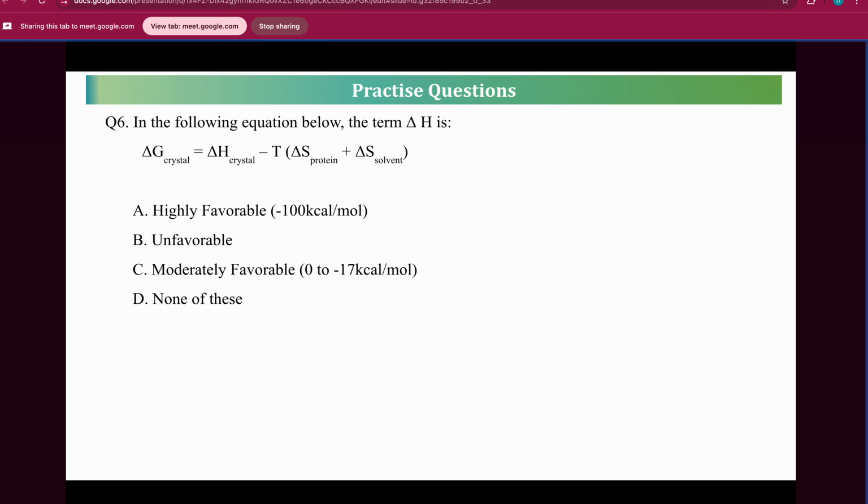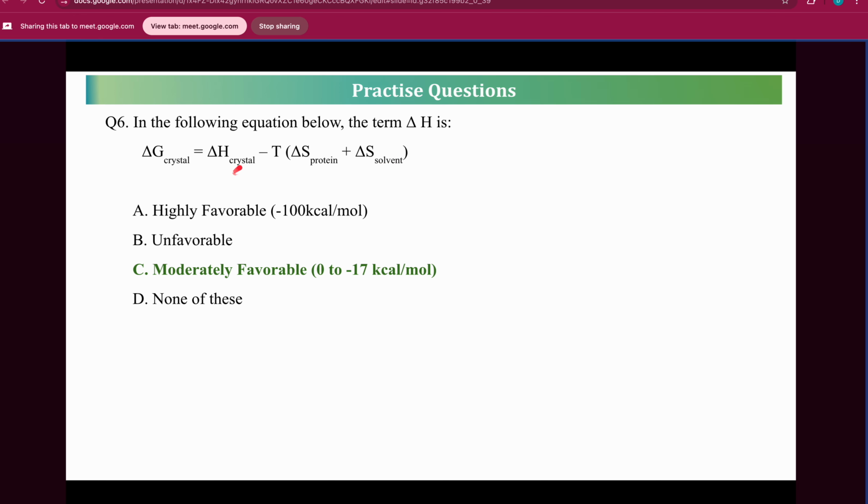Okay, so now let's see. What will be the right answer? I hope you have guessed the right thing. The right answer is option C, which is moderately favorable. When we were discussing it, we also talked about the value. It ranges from 0 to minus 17 kilocalories per mole, and it is not minus 100. We discussed that the delta H crystal is moderately favorable, whereas T delta S of protein was highly positive, which is unfavorable, whereas T delta S of solvent was highly negative, which means it was highly favorable.